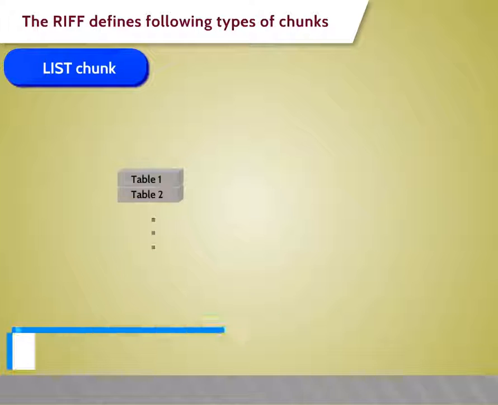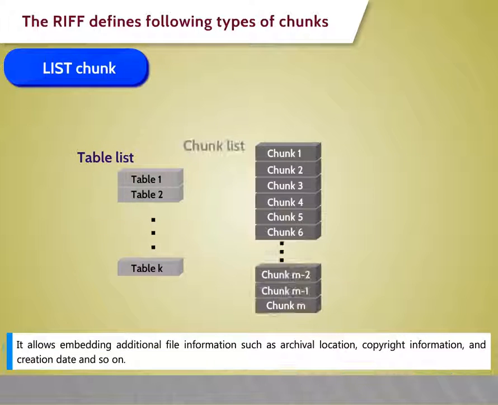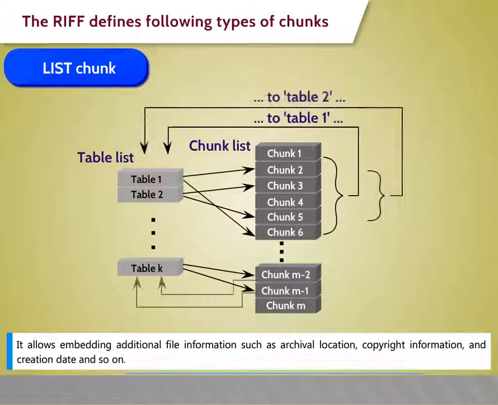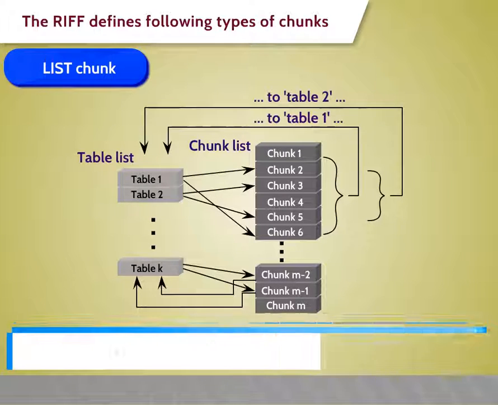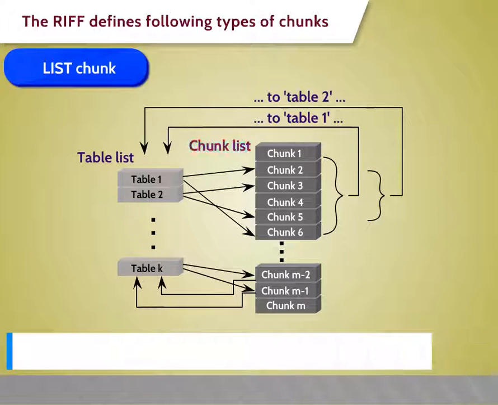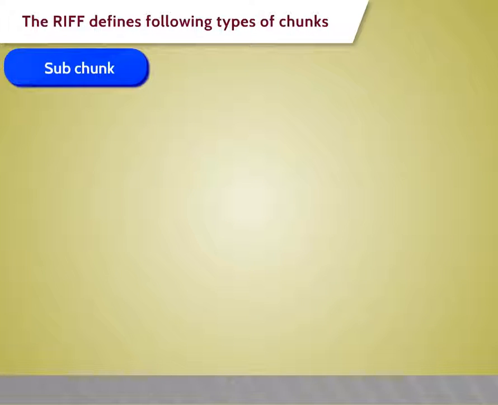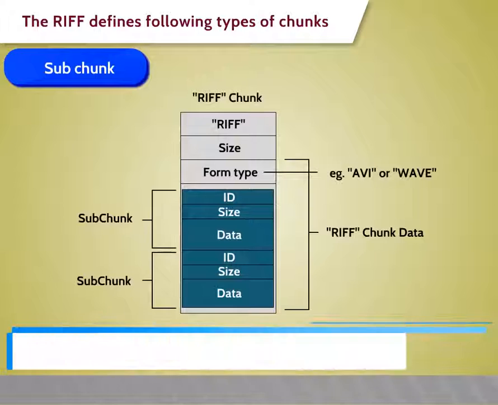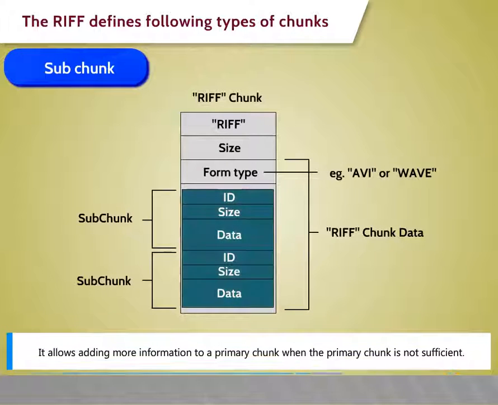List chunk. It allows embedding additional file information such as archival location, copyright information, creation date, and so on. A list chunk contains a list or ordered sequence of subchunks. Subchunk. It allows adding more information to a primary chunk when the primary chunk is not sufficient.